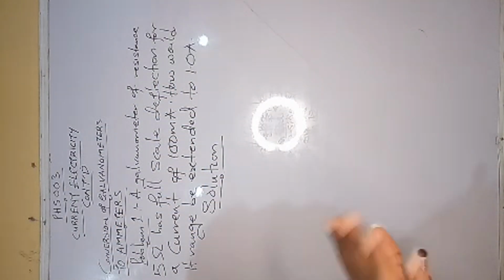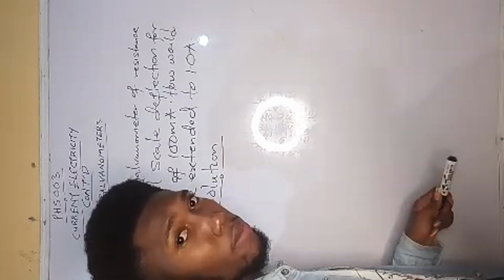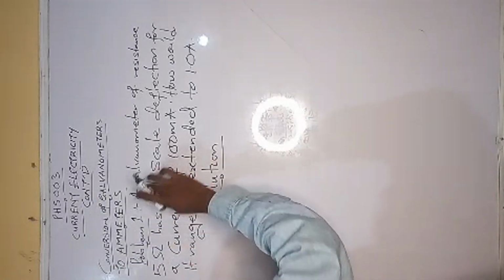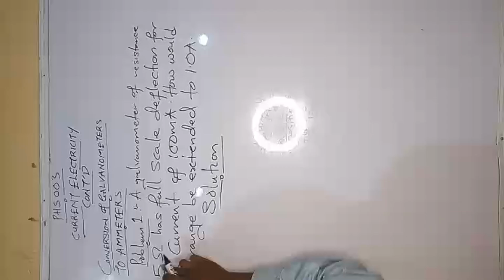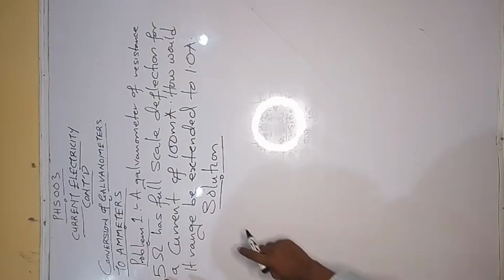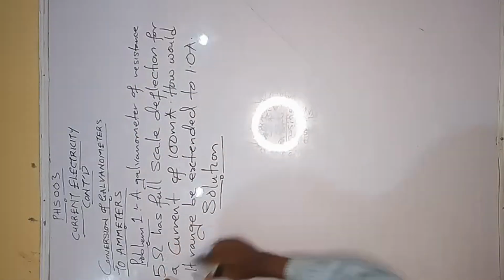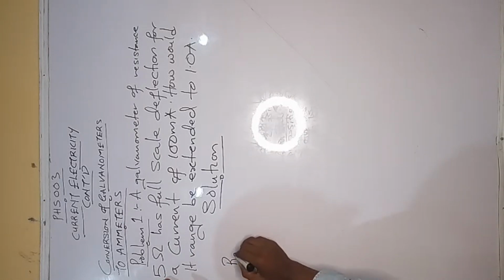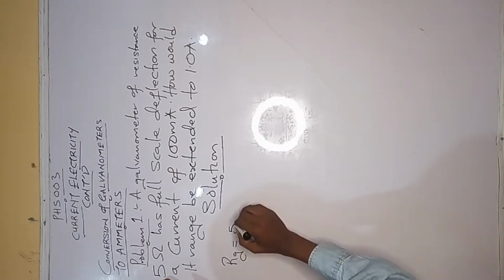So let's look for the magnitude of that resistance. How do we go about that? Hope you are following. The question says a galvanometer of resistance 5 ohms. So if they said the galvanometer has a resistance of 5 ohms, let's write it. That's our RG. RG is equal to 5 ohms.